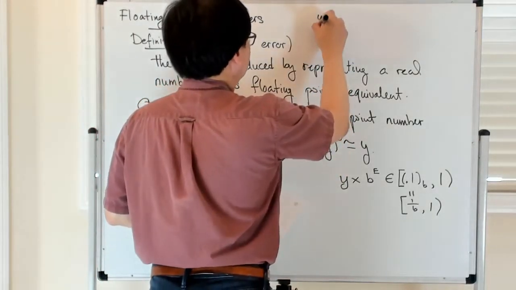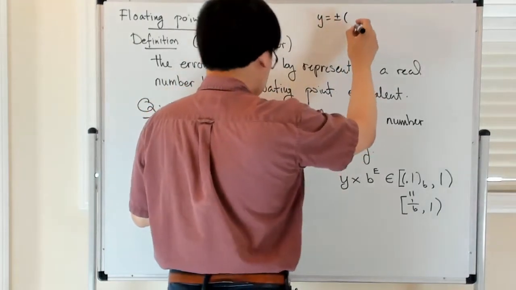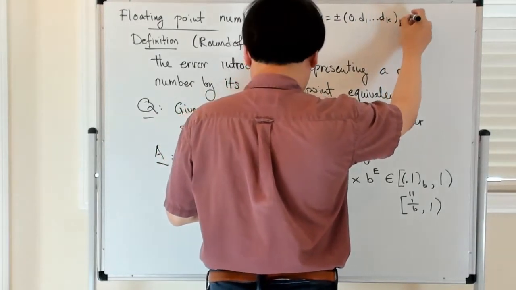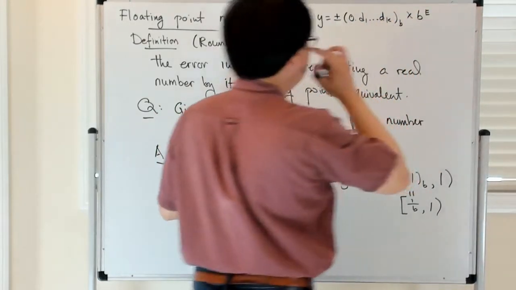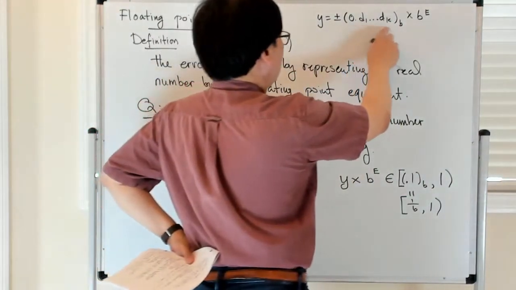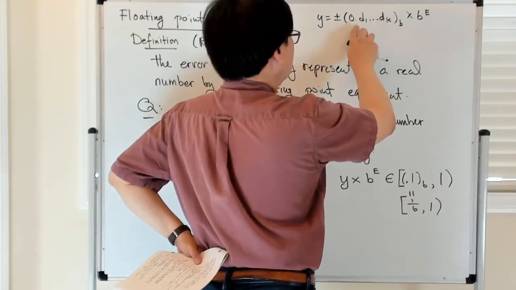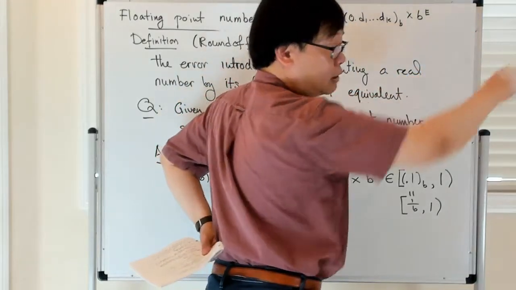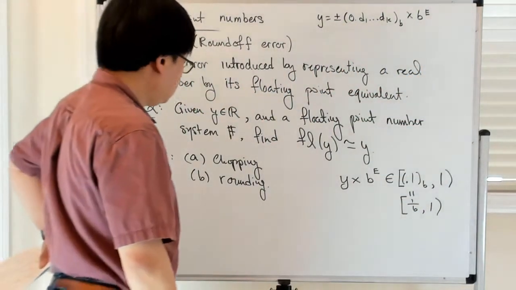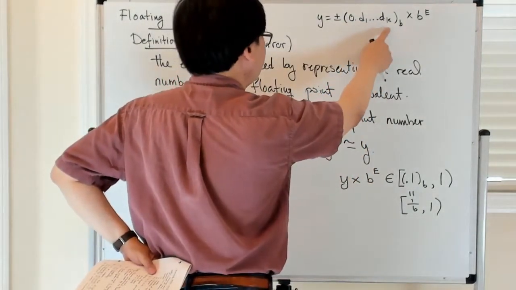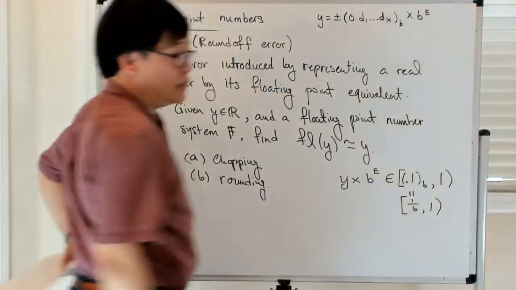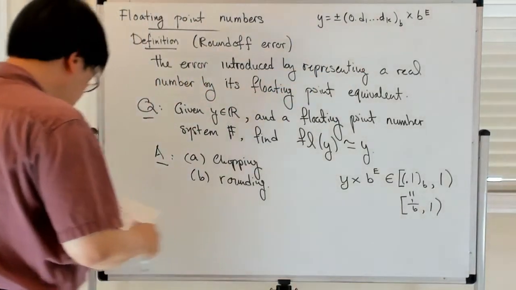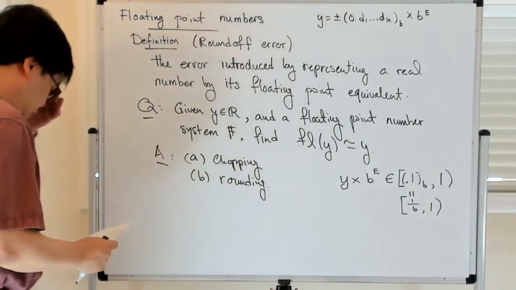For the floating point number, y is plus or minus 0.d1 to dk in base b times b to the e. The only difference is that it could very well be that y actually has a longer fractional expansion. So in order to represent it as a floating point number, you have to decide what to do with the digits which cannot be represented using just k digits. Which is where chopping versus rounding comes in.